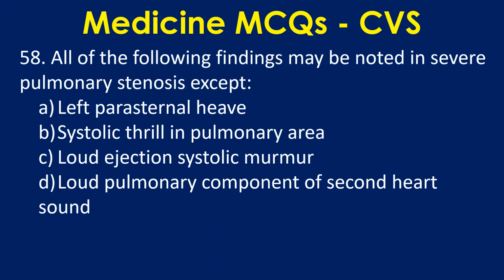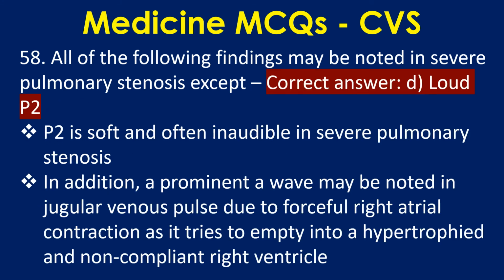All of the following findings may be noted in severe pulmonary stenosis except A. Left parasternal heave, B. Systolic thrill in pulmonary area, C. Loud ejection systolic murmur, D. Loud pulmonary component of second heart sound. Correct answer D. Loud pulmonary component of second heart sound. Pulmonary component of second heart sound is soft and often inaudible in severe pulmonary stenosis. In addition, a prominent a wave may be noted in jugular venous pulse due to forceful right atrial contraction as it tries to empty into a hypertrophied and non-compliant right ventricle.